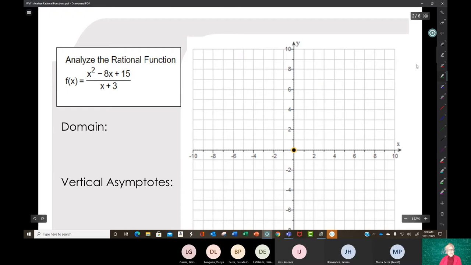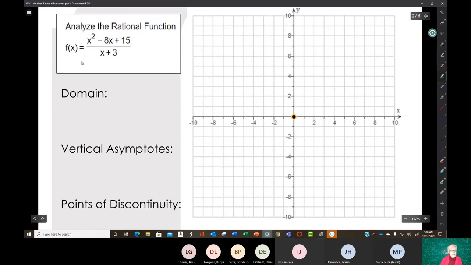So here's our second rational function. f of x equals x squared minus 8x plus 15 over x plus 3. When we're finding the domain, you only look at the bottom. You take the denominator and you set it equal to 0. And you solve for x, minus 3, minus 3. So we have x equals negative 3. Now this is the number that has to be taken out of the domain because it makes the denominator equal 0.